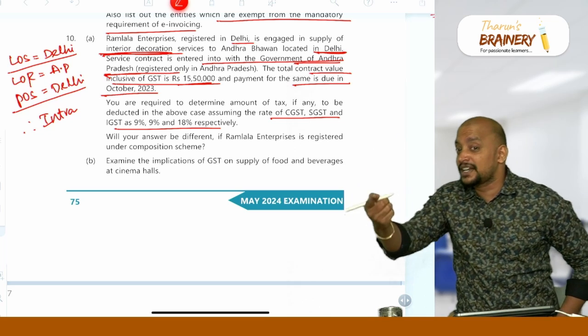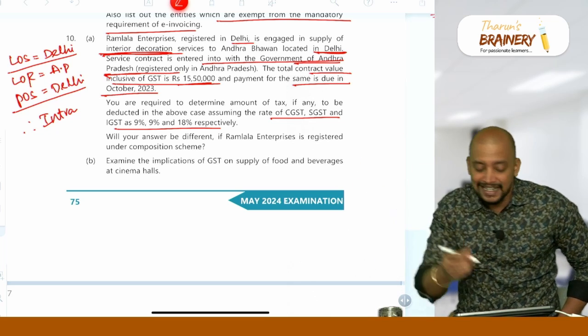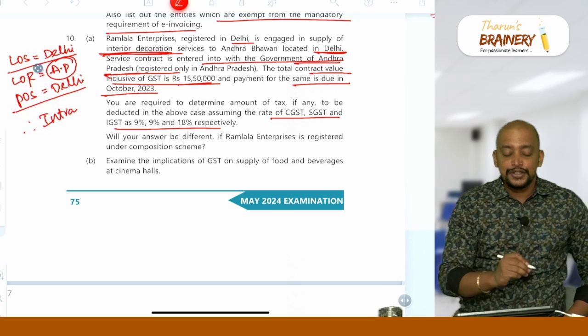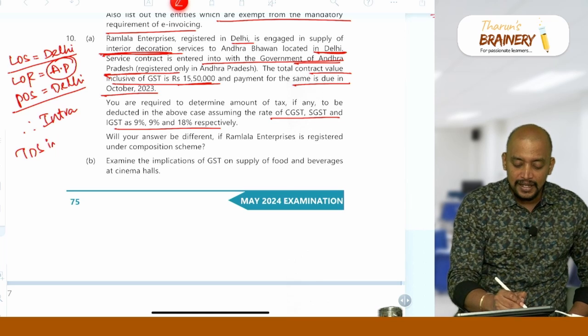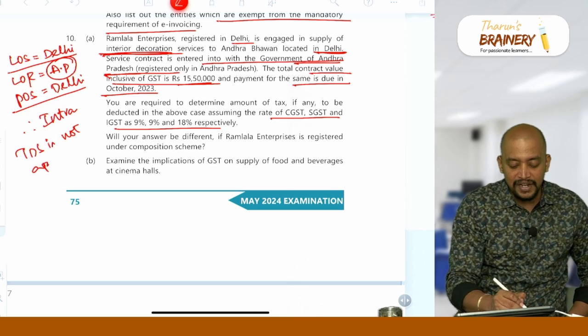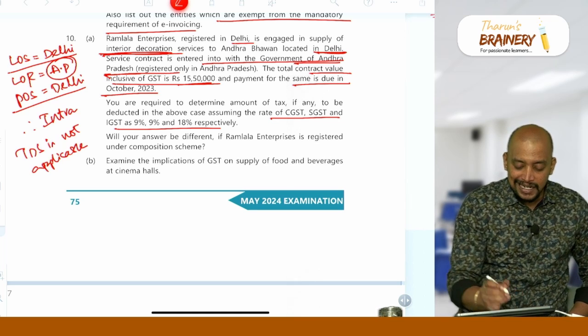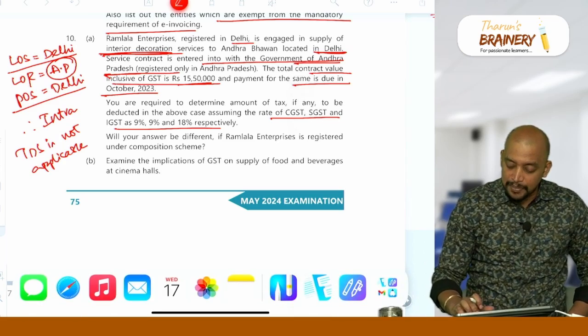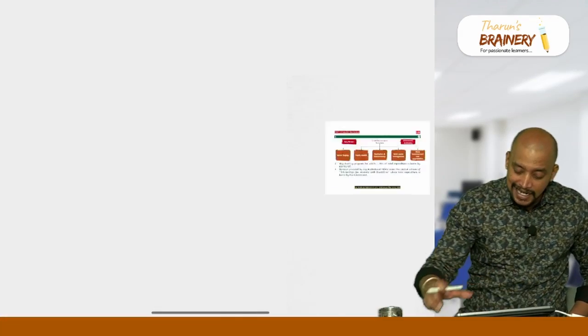But where the recipient is located? Other state. The recipient is in the other state. So TDS is not applicable. That's what we have seen. So if it is an intra-state supply, but if the recipient is in the other state, TDS is not applicable.